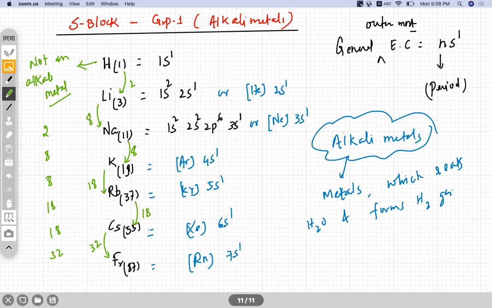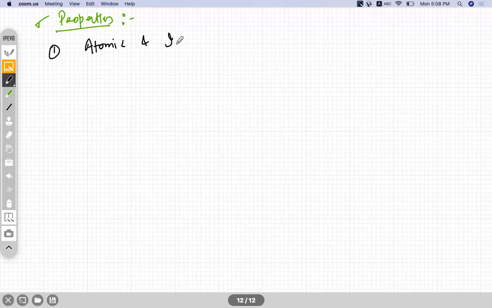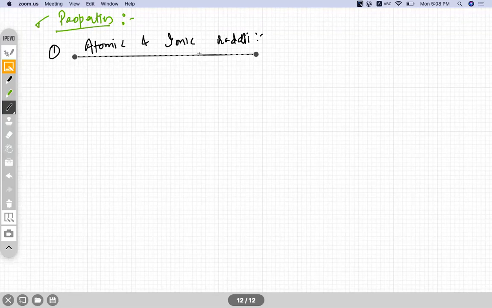Now you look at the properties of these alkali metals. The first one, write down, atomic and ionic radii. What is the trend for these two? What happens as we go down the group? Yes, atomic radius and ionic radius increase down the group. The reason is what?